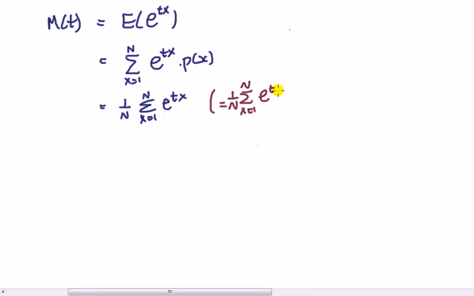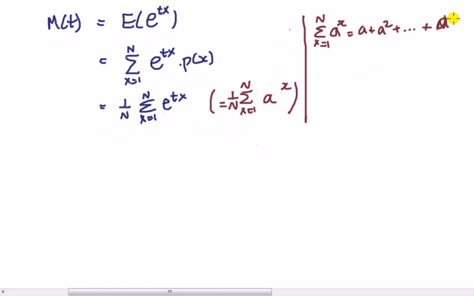Say e to the t to the power of x. That looks messy, so let me say that e to the t is just a number, let's call it a, so you can see it's of this form. Now we want a formula for this sum, the sum from x equals 1 to n of a to the x. Writing it out, that's a plus a squared plus up to a to the n, the final term. You can see here is a common factor of a that can be brought out: 1 plus a plus up to a to the n minus 1.